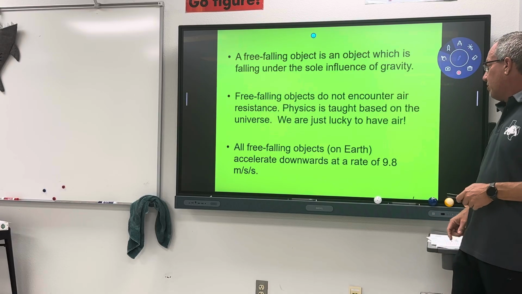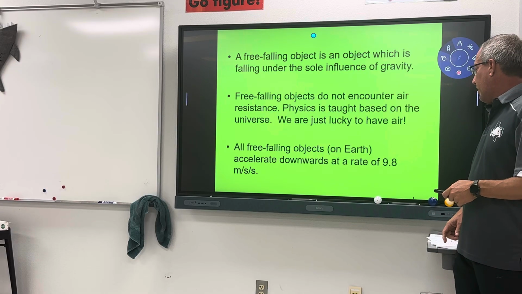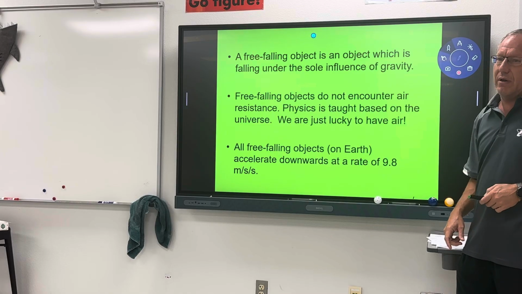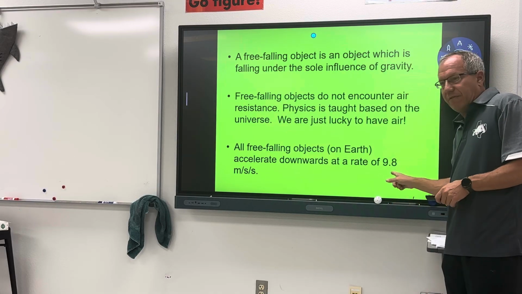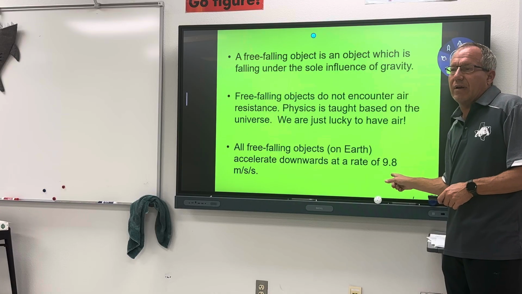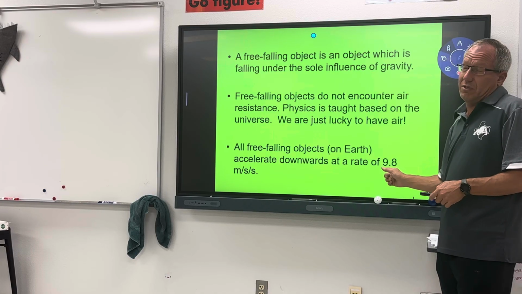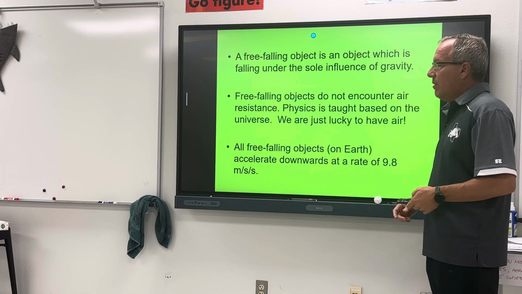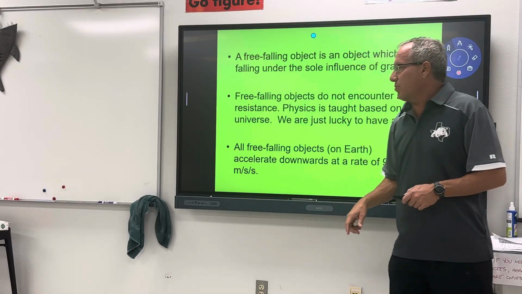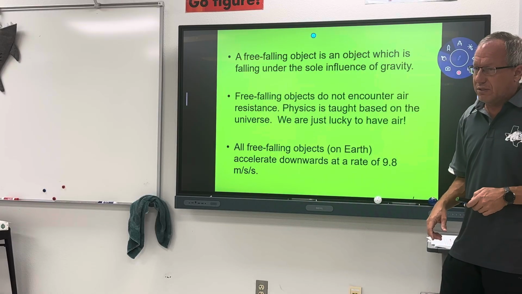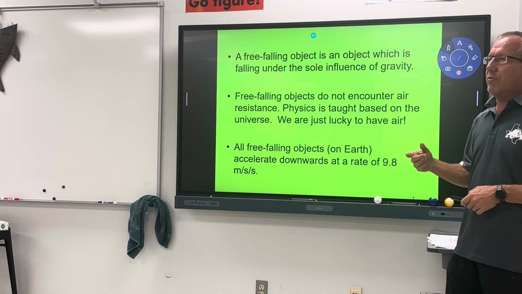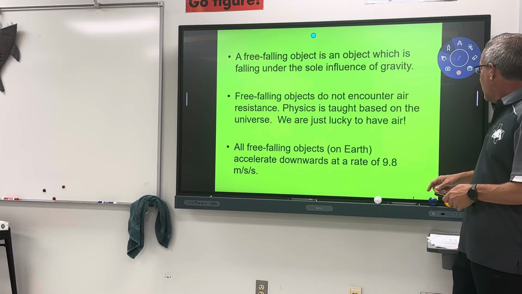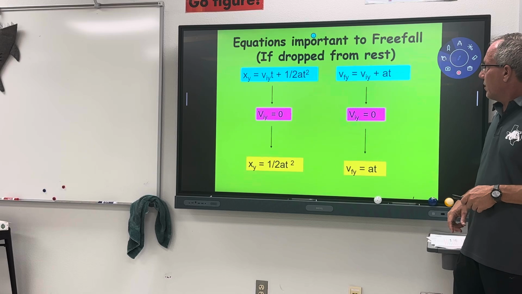All free-falling objects on Earth accelerate downwards at a rate of 9.8 meters per second squared if we're on Earth. If I put you on Mars, is this still valid? No, now you're going to have to use the acceleration rate of Mars. Sometimes it'll be given to you, you might have to look it up. Mars is negative 3.6 meters per second squared. On the Moon, it's going to be something different, negative 1.6 meters per second squared, or negative 1.67 meters per second squared, et cetera, all right?